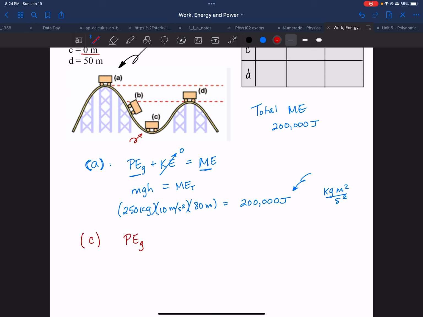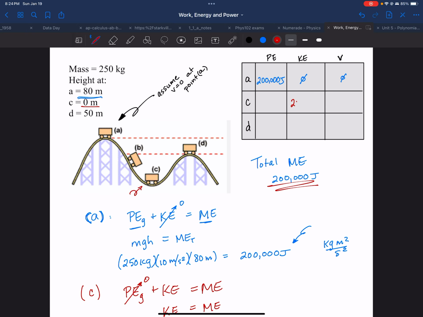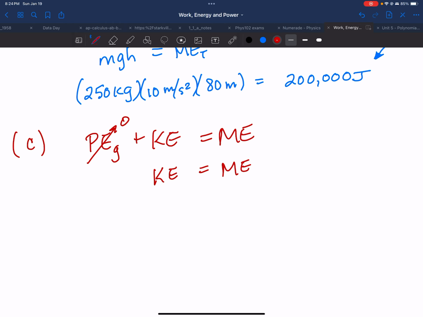So at C, PE gravitational plus kinetic energy is equal to mechanical energy. Because my height is 0, my gravitational potential energy is 0, which means my kinetic energy is equal to my total mechanical energy. Well, I already know that value, so I'm going to put that up here. It's 200,000 joules, and I have 0 potential energy there. But I still have to figure out my velocity. So one half mv squared, and I'm just going to set it equal to kinetic energy. We know that these are actually the same at this point, just for this particular one.